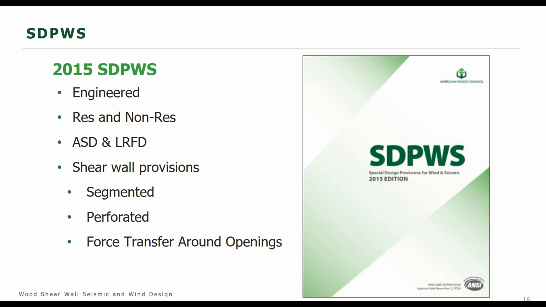For your shear wall design provisions, we have 3 options. We have the segmented option, the perforated option, or forced transfer around openings. Now, when we're in the wood frame construction manual, I didn't mention this, but we only have 2 options for shear walls in the wood frame construction manual. We have a segmented option or a perforated option in the WFCM. So SPDWS gives us another option for shear wall design.